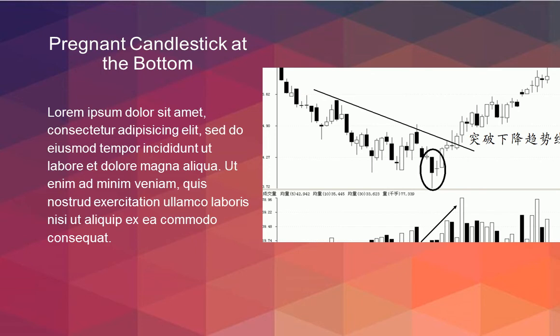Then we can see the next one, this one. What's the difference? Okay, so this is the downtrend, right? Because of the lower low and lower high, this is the downtrend. Then we can see the candlestick like this. This is the pregnant candlestick, right? Because this is the long bearish candlestick. This is the Doji. Then we can see this one. The next day, the price goes up, right?